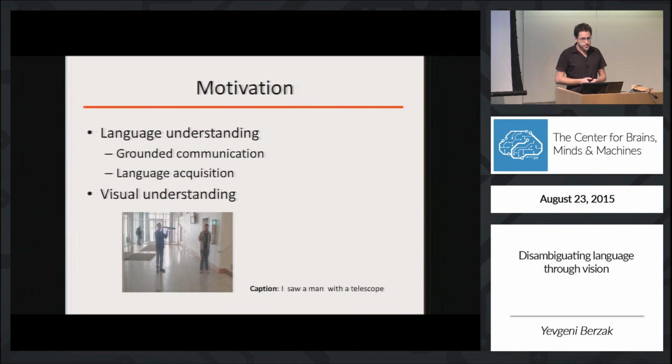It's also really important for visual understanding. So a lot of people these days are doing caption generation, but if you use language as a medium for expressing visual understanding, generating a caption, "I saw a man with a telescope," for this kind of image is just not enough. So if you want to demonstrate that you really understand what's going on visually, you need to be able to provide this deeper linguistic structure.